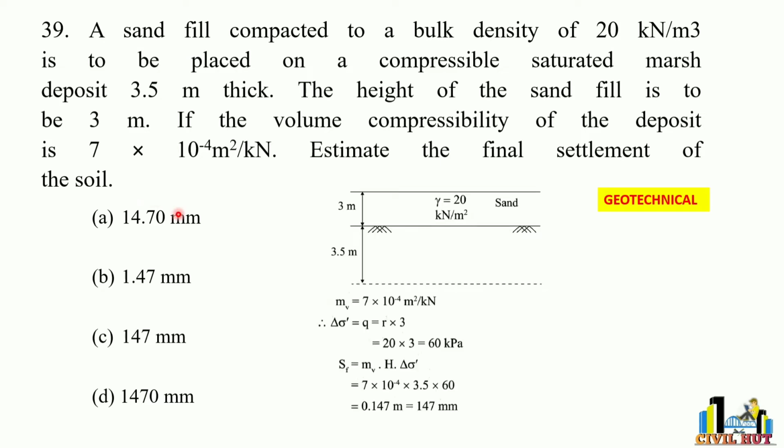Let's see the answer. This is the diagram. 3.5 meters of deposit and the sand is 3 meters, gamma equal to 20 kilonewton per meter cube. This is the mv, volume compressibility, 7 into 10 to the power of minus 4 meter square per kilonewton. Delta sigma dash equals gamma into 3, which is 60 kPa.